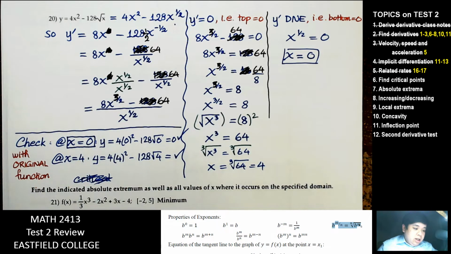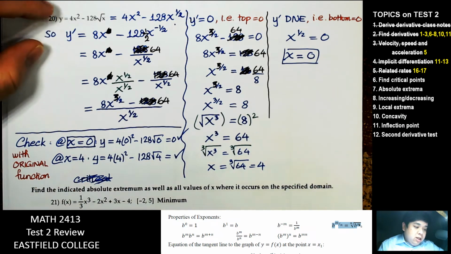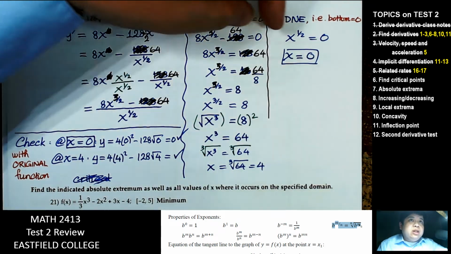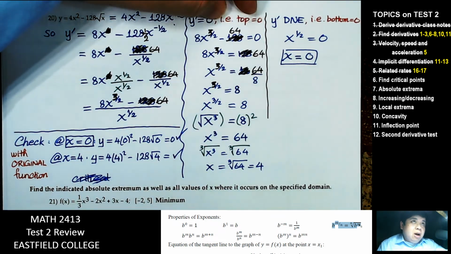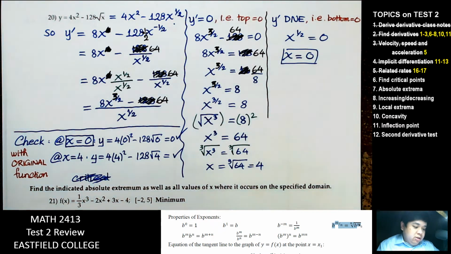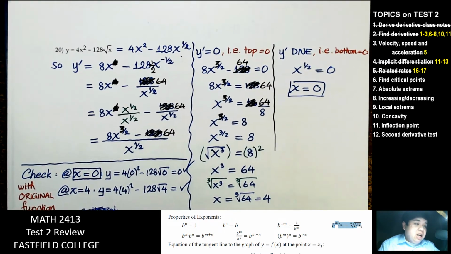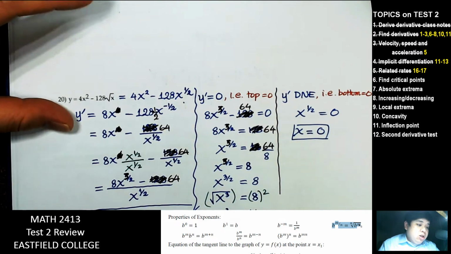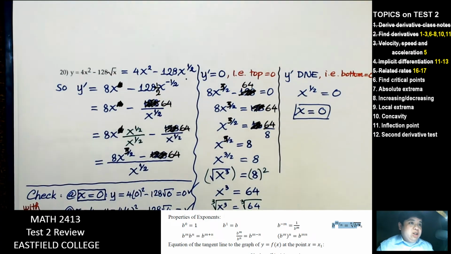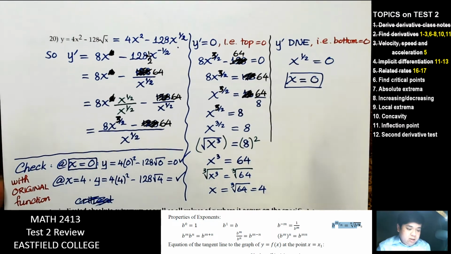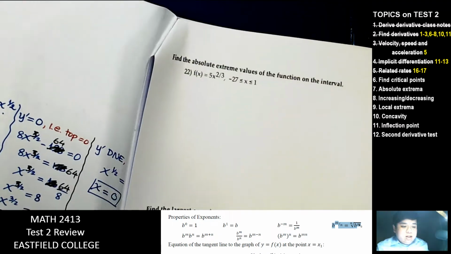So again, critical points: take the derivative equal to 0, does not exist. Top is 0, bottom is 0, and then we check. Number 19 is kind of like that, except it's a lot easier. We just take the derivative equal to 0 and then solve for x. That's pretty much it. Right, let's see what's next.